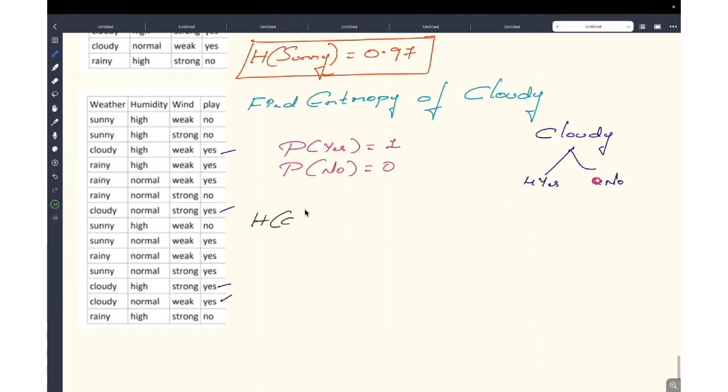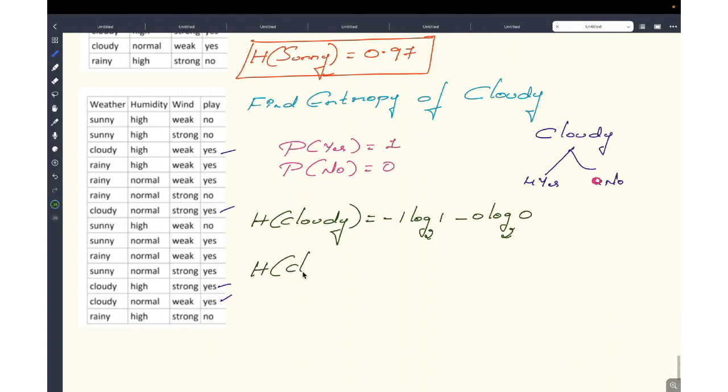Is it a pure or impure split? It is pure. What is the entropy of a pure split? It's 0. If you want, you can try minus 1 log base 2 of 1. Anyhow, log 1 is 0. Minus 0 log base 2 of 0. I'm directly substituting.